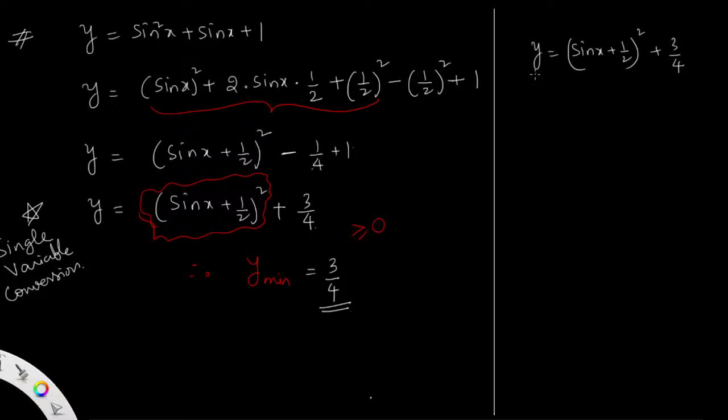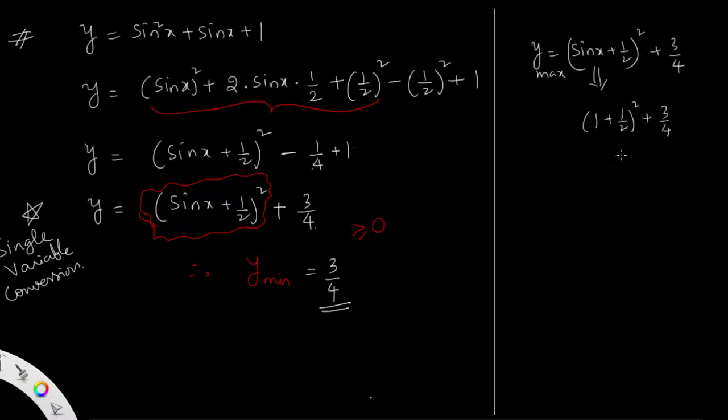So for y maximum, y must be maximum when sin x is maximum. The minimum and maximum values of sin x are minus 1 and plus 1. So the value becomes (1 plus 1 by 2) whole square plus 3 by 4.